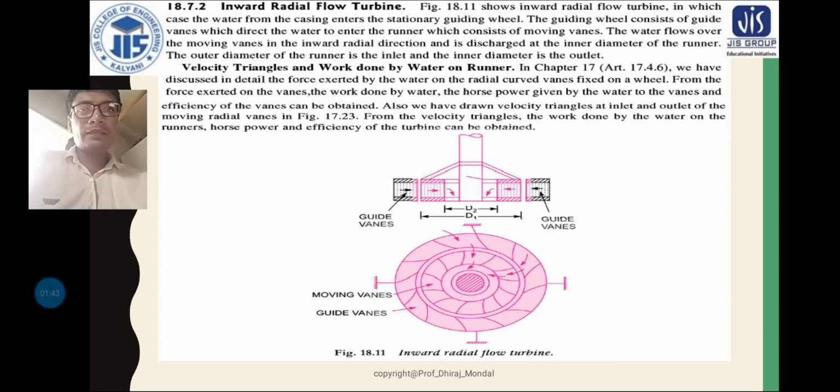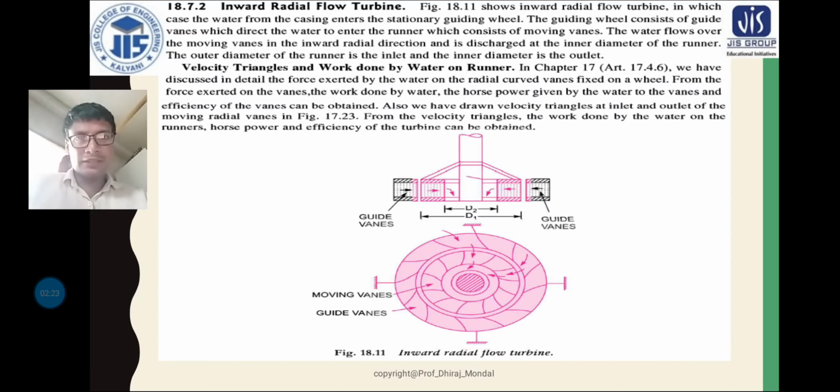If the water is flowing from outward to inward radially, then it is called an inward radial flow turbine. In case of an outward radial flow turbine, the water flows from inward to outward radially. Today we will be discussing the inward radial flow turbine, the velocity triangle and the work done by the water on the runner.